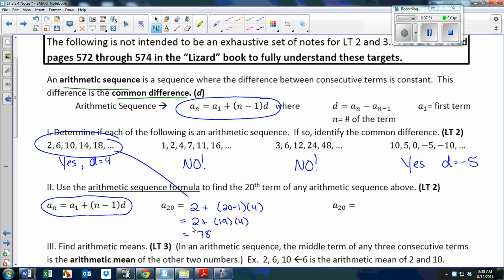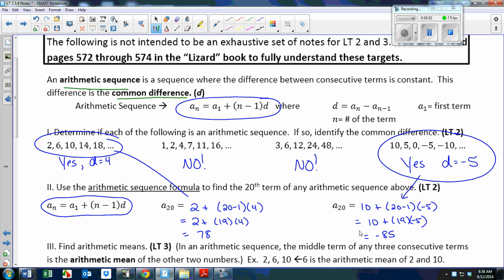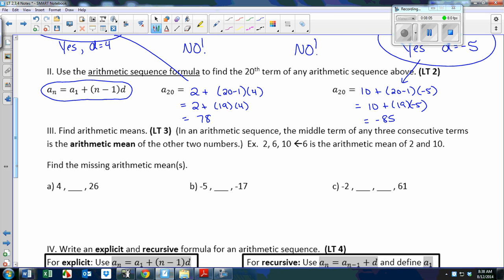So, for the sake of consistency, the next one would be if we did this fourth pattern, find the 20th term. It would be 10 plus parentheses 20 minus 1 times the D negative 5, which is 10 plus 19 times negative 5. 10 plus 19 times negative 5, negative 85. Straightforward, right?